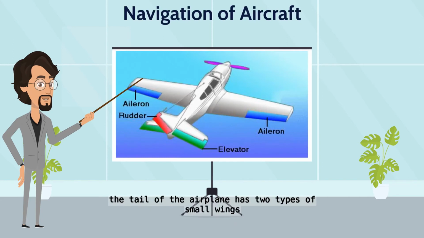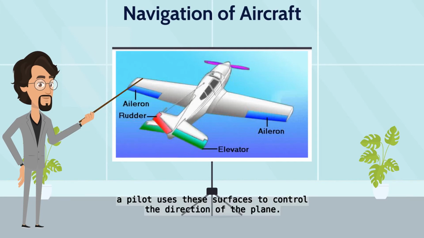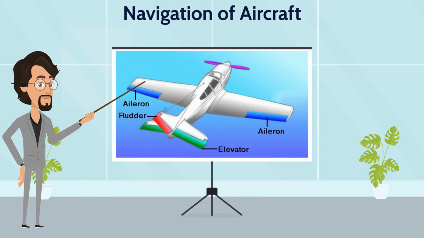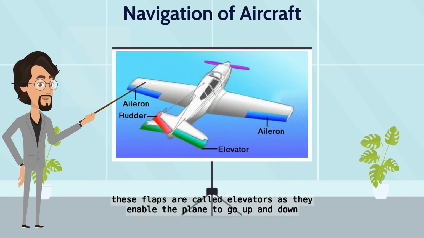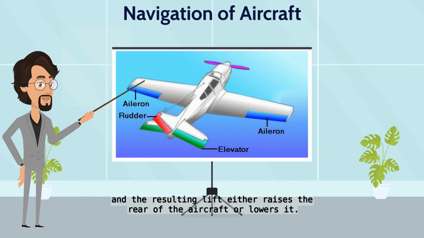The tail of the airplane has two types of small wings, called the horizontal and vertical stabilizers. A pilot uses these surfaces to control the direction of the plane. On the horizontal tail wing, these flaps are called elevators as they enable the plane to go up and down through the air. The flaps change the horizontal stabilizer's angle of attack, and the resulting lift either raises the rear of the aircraft or lowers it.